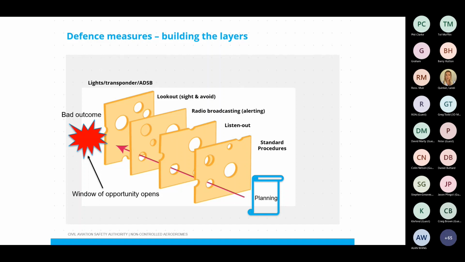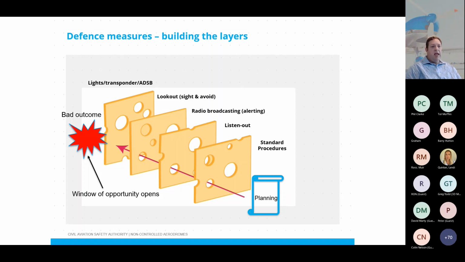Also on the slide, you might see there that we've got things like lights, transponder, ADSB, so those technological equipment that we have that also give us a form of defence as well. Chris, I might go to you. Do you see things like lights, transponder, ADSB, if equipped like that, that they also help as a defence measure, particularly in a busy circuit area, for example?